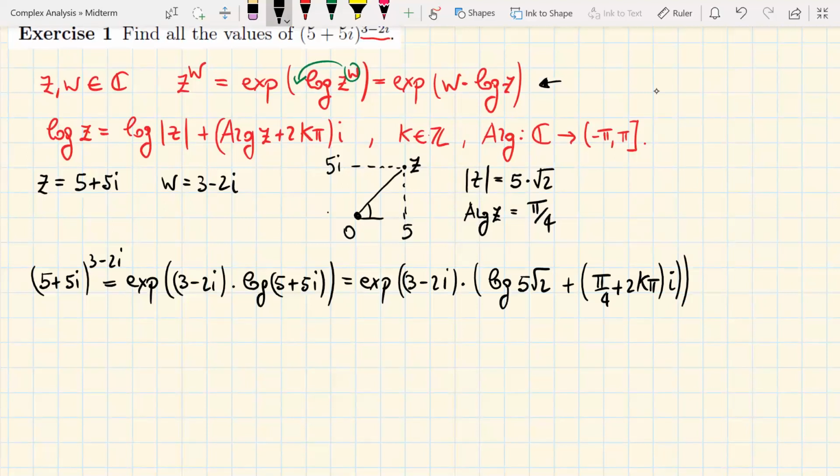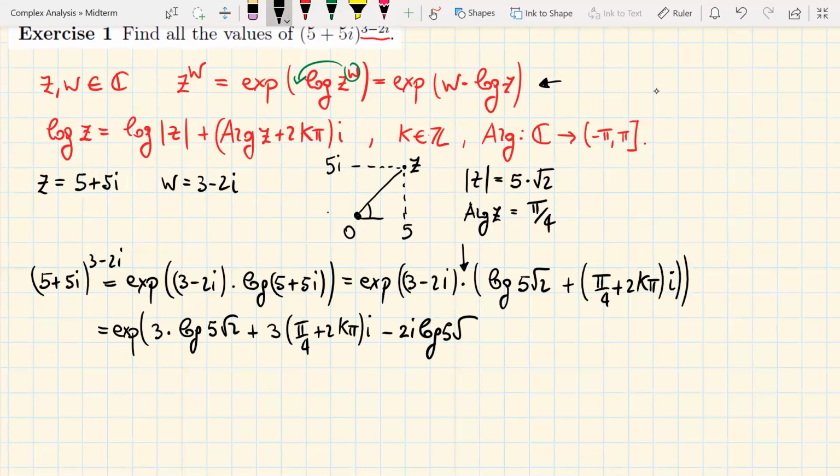Okay, so now we have just to expand this product here. We get 4 terms. So we get 3 times the logarithm of 5 square root of 2, plus 3 times (π over 4 plus 2kπ) i. Then we get minus 2i logarithm of 5 square root of 2. And the last term is minus 2i times (π over 4 plus 2kπ) i.